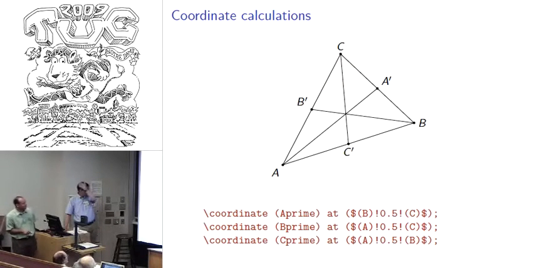Another type of coordinate calculation that you can do is to find a point along a line that connects two other coordinates. So here we're just going to define a new coordinate called A prime, and it happens to be 50% of the way between B and C. This gives us a way to calculate a midpoint, and so we can calculate all of our midpoints here. And nothing says that we have to stay within this segment. We could have specified 110% or something like that to go out based on the vector that connects B to C. So this gives a nice way to calculate midpoints and things of that nature.